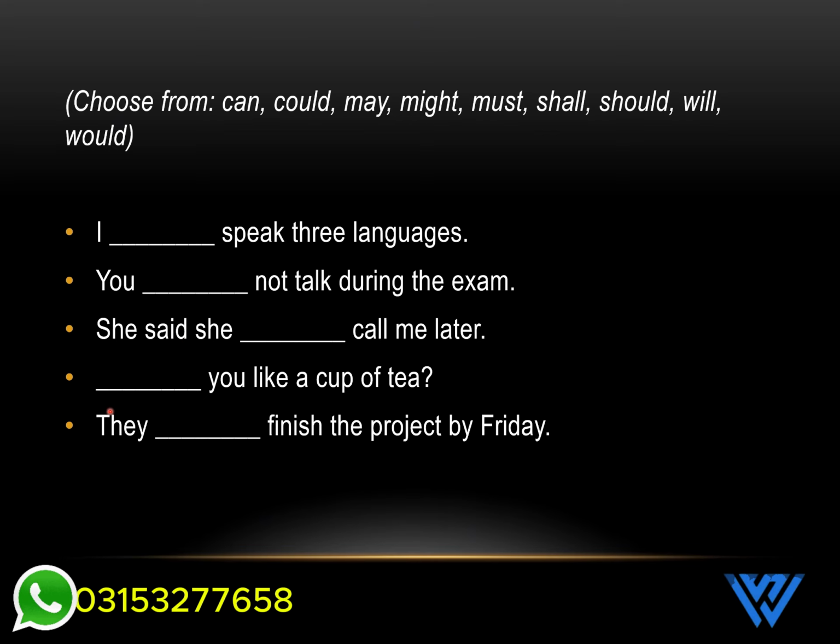Let's look at the next sentence that says, dash you like a cup of tea? Now, what can we use here? We can say, will you like a cup of tea? There's a choice. If you like, I'll give you. If you don't like, I'll not give you. So, will you like a cup of tea? Then they dash finish the project by Friday. Now, there's a probability that they may finish the project by Friday. So, may is the correct option here.